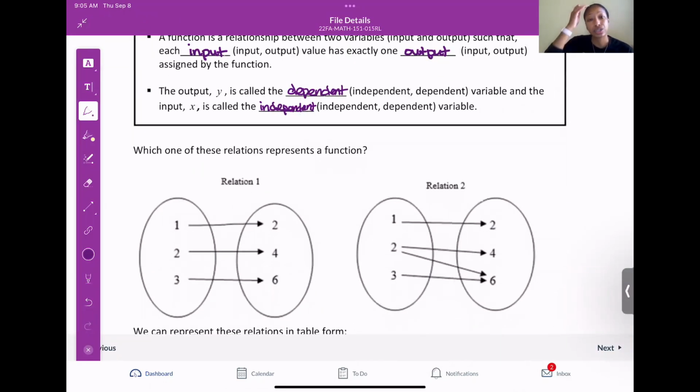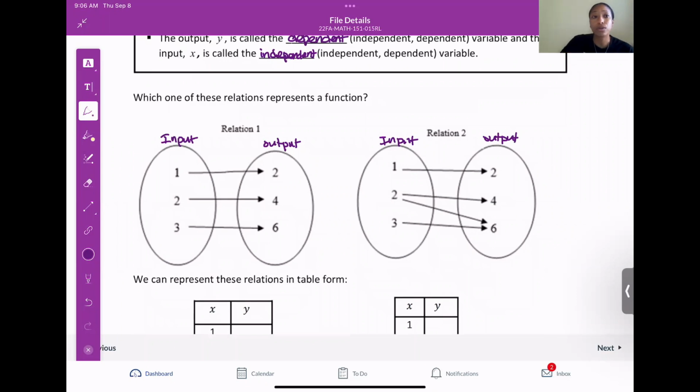All right, in the next section, we're going to look at a couple of relations. There are two sets with arrows indicating which number in the first set goes to which number in the second set. And remember, the first set is our set of inputs. The second set is our set of outputs. Input, output. And we're asked which of these relations represents a function. If we're using our rule that each input has to go to exactly one output, which relation represents a function? Relation 1 or relation 2?